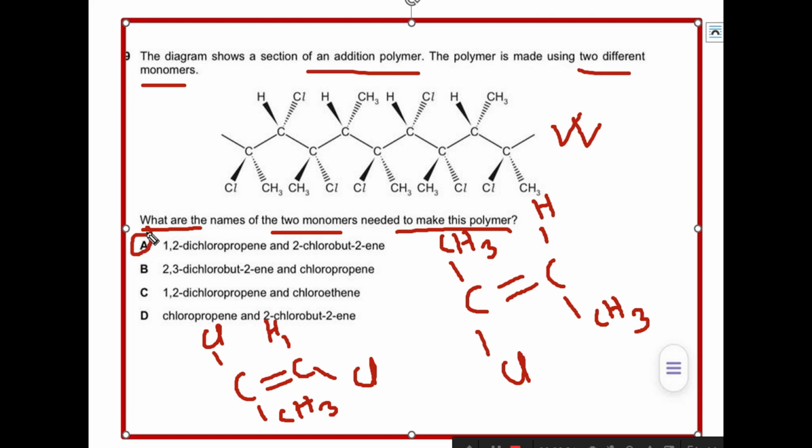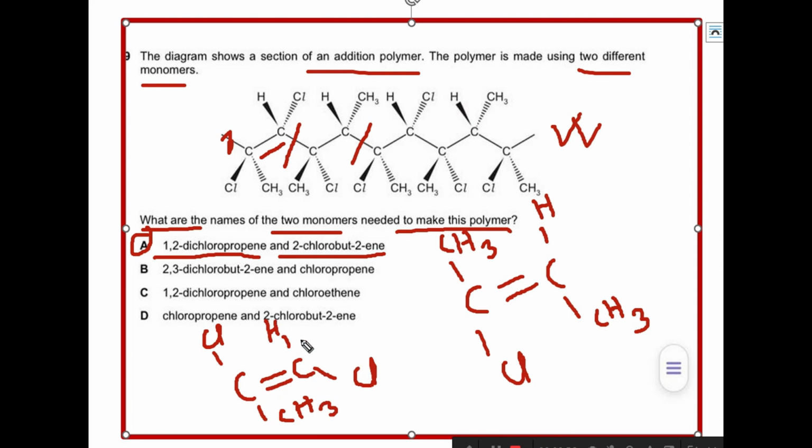A, 1,2-dichloropropene and 2-chlorobutene. So how will you get the answer? You see this one monomer and this another monomer. If you close this bond and put the double bond here, you will get this molecule. The left carbon contains chlorine and CH3, the right carbon contains hydrogen and chlorine.